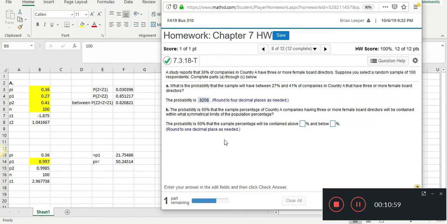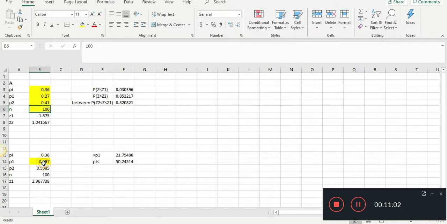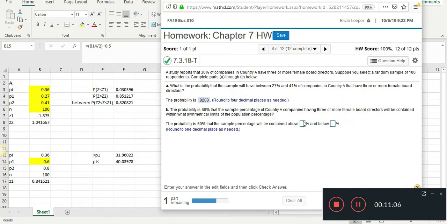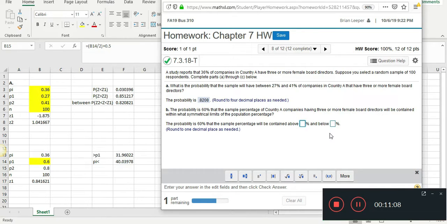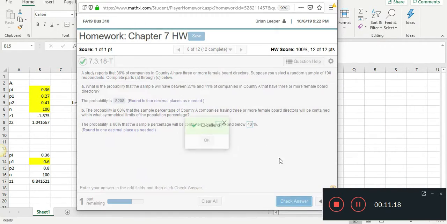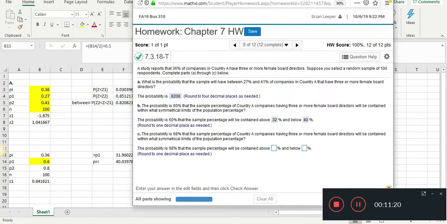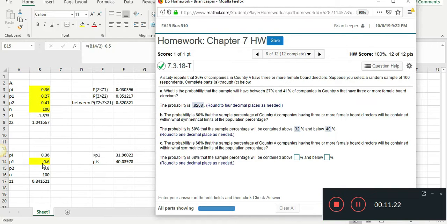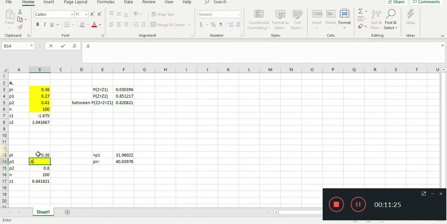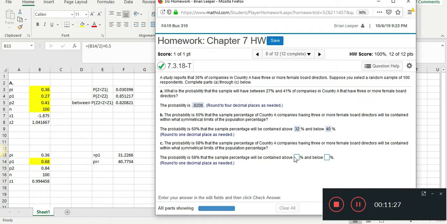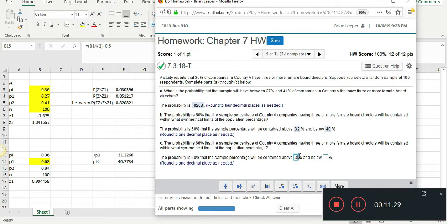Okay, next part. The probability is 0.6 for part B. It should be between 31.32% and 40%. Next one is 0.68, 31.2, and 40.8.